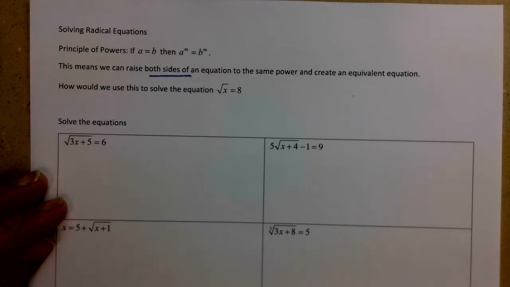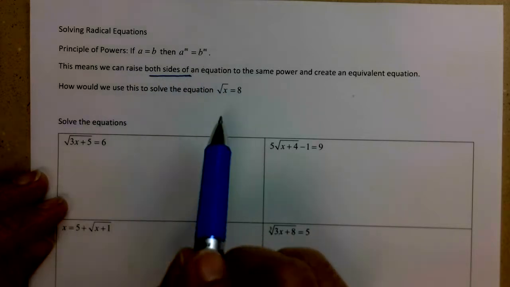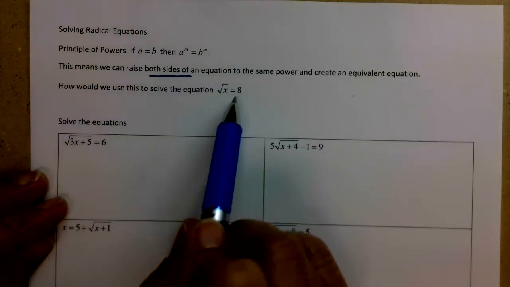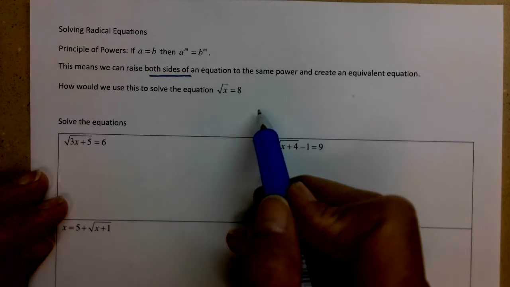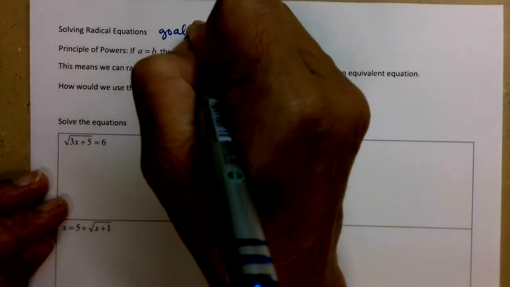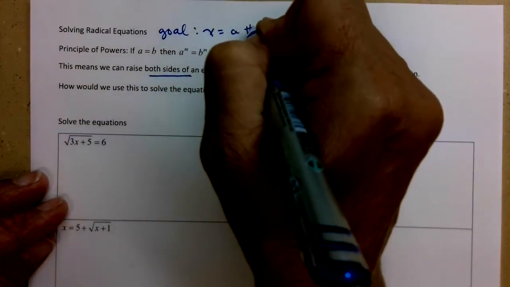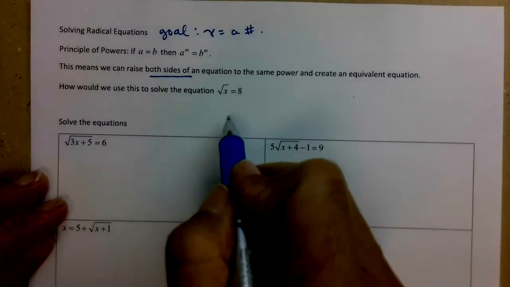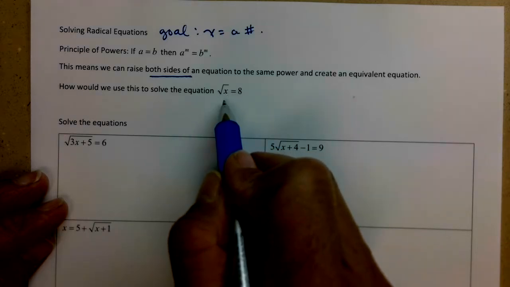equation. So think about how we would use that principle to solve the equation square root of x equals 8. Right, so my goal is going to be x equals, right? When you're solving, the goal is to get x equals a number. How would I get to x equals a number if the x is currently underneath this radical? It's in a square root.